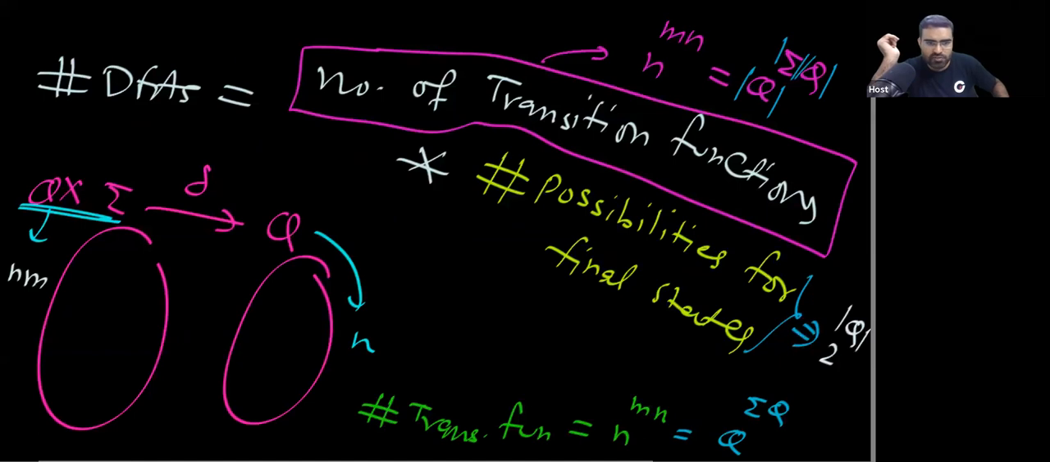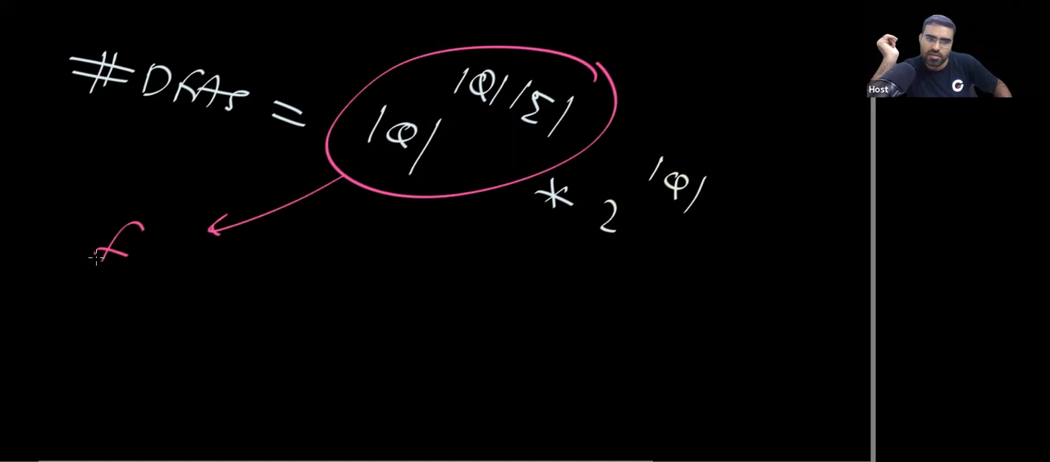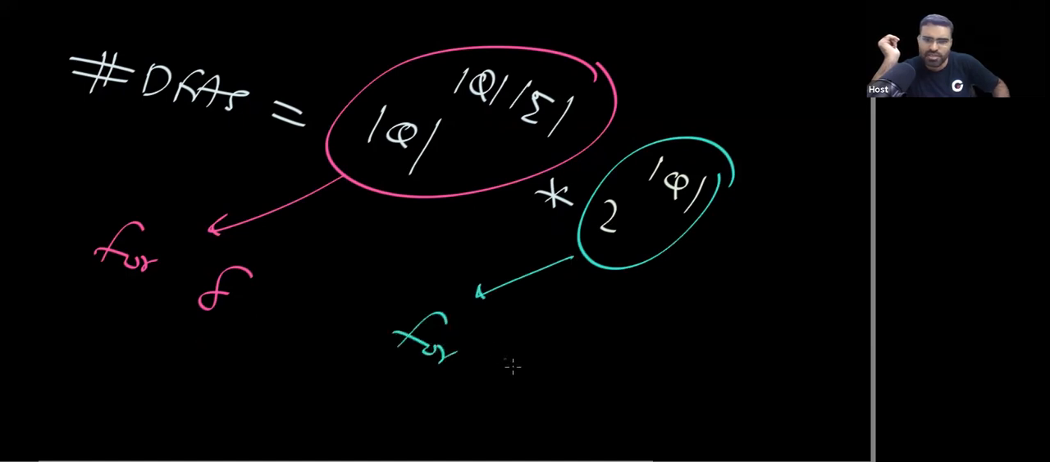So finally your answer is what? So the number of DFAs will be size of Q power size of Q times size of sigma, multiplied by 2 power size of Q. Is this clear? This is for transitions. This is for delta. And this is for the set of final states. Will you remember this?